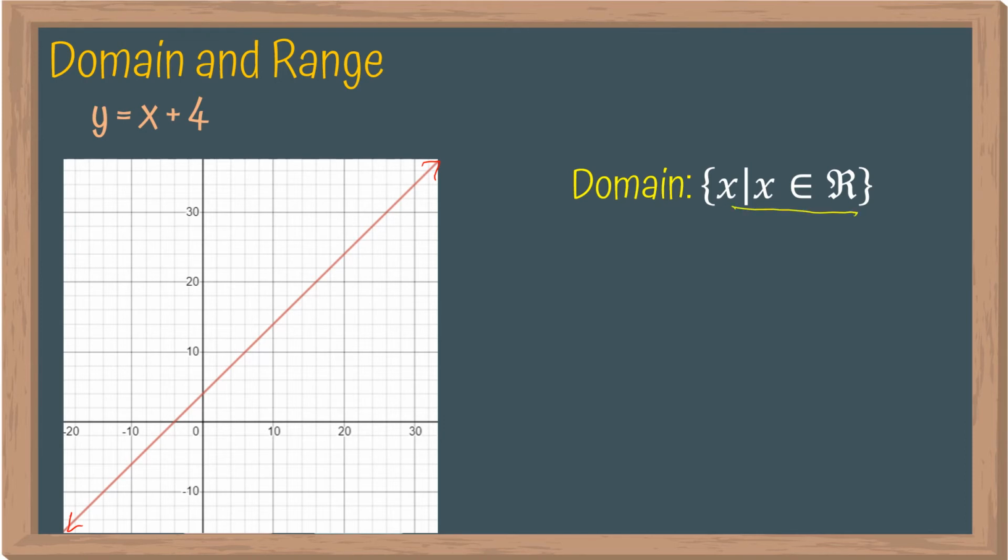And then for the range, as you can see, still it will be this one. Since again, the graph is extended on both directions, if we're going to check our y values here, we can see that it will be from negative infinity going to positive infinity. Therefore, again, our range will be y such that y is an element of R, or the set of real numbers.